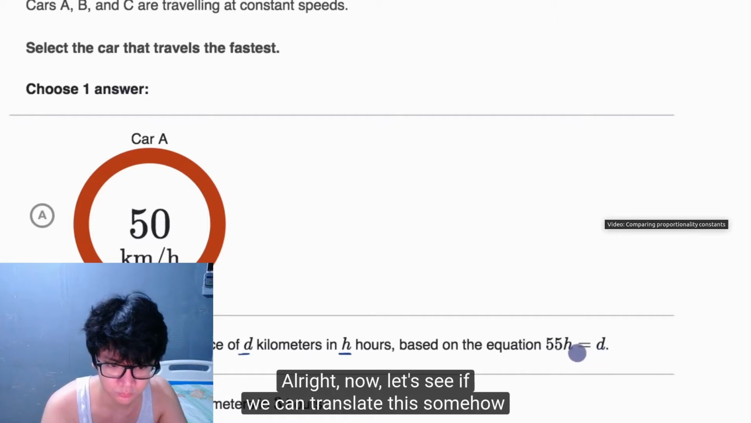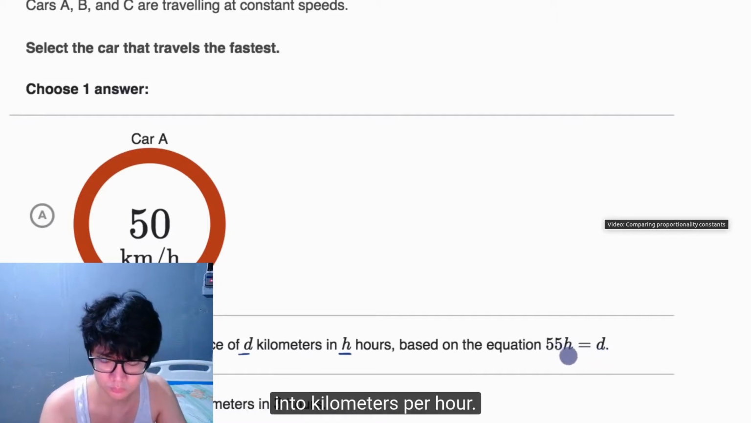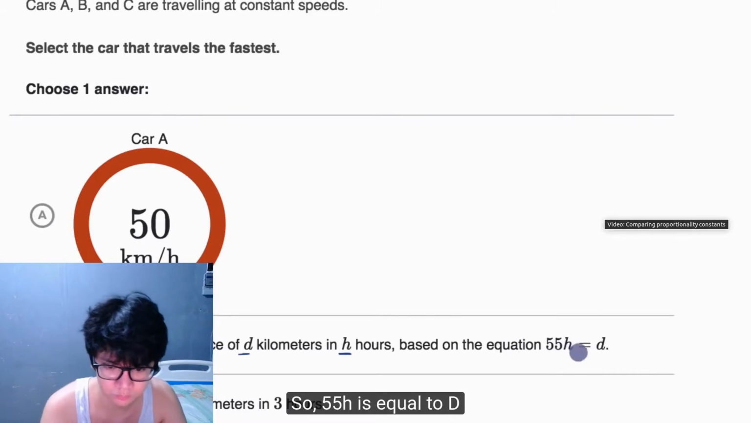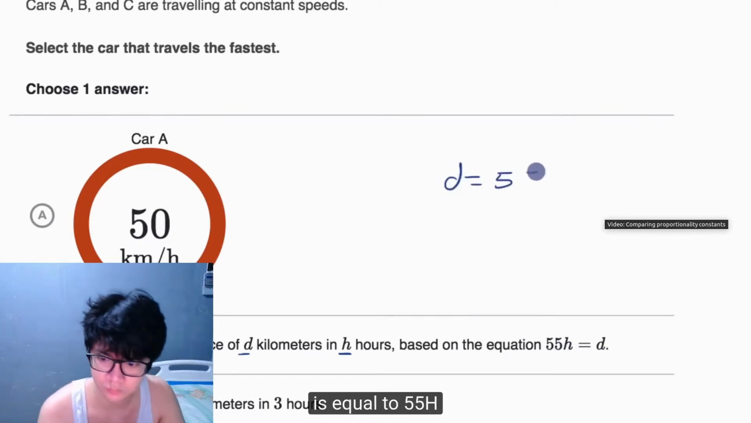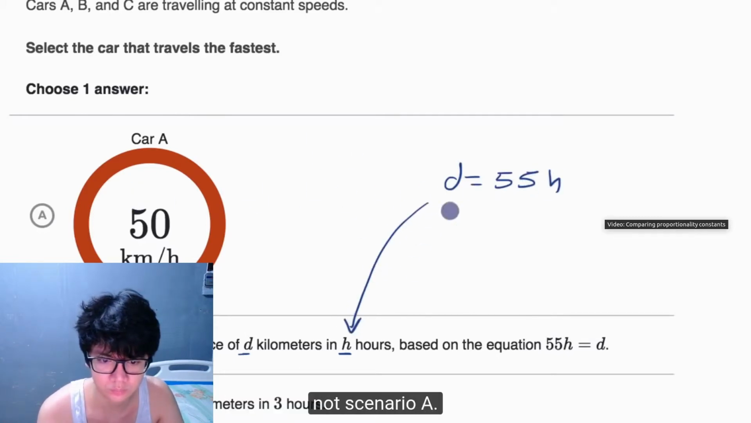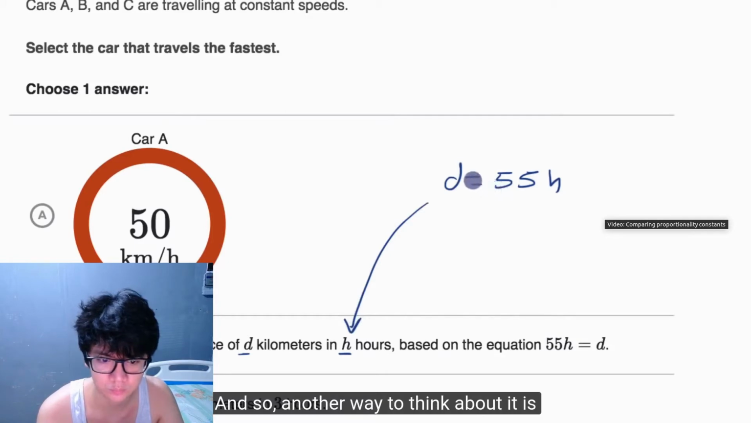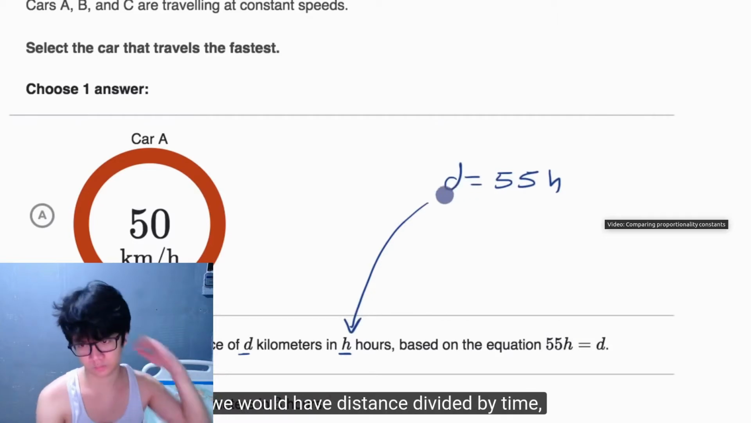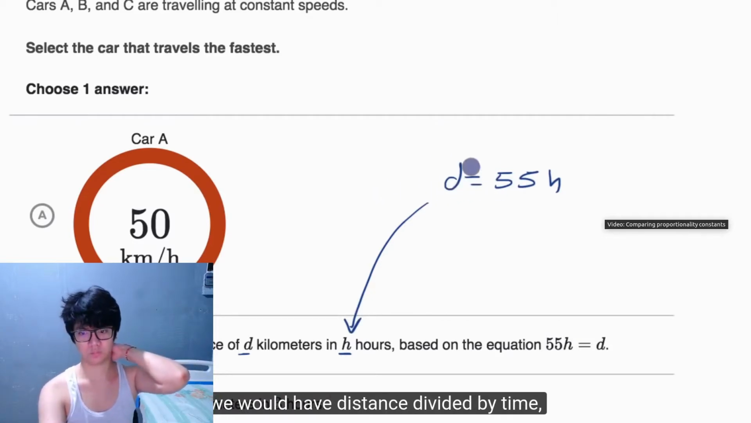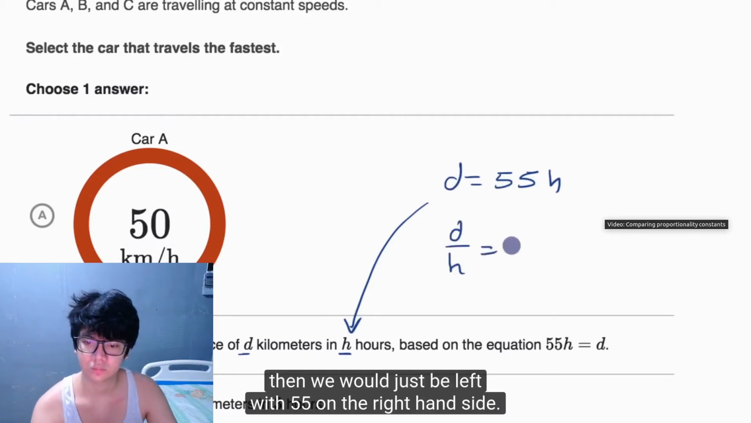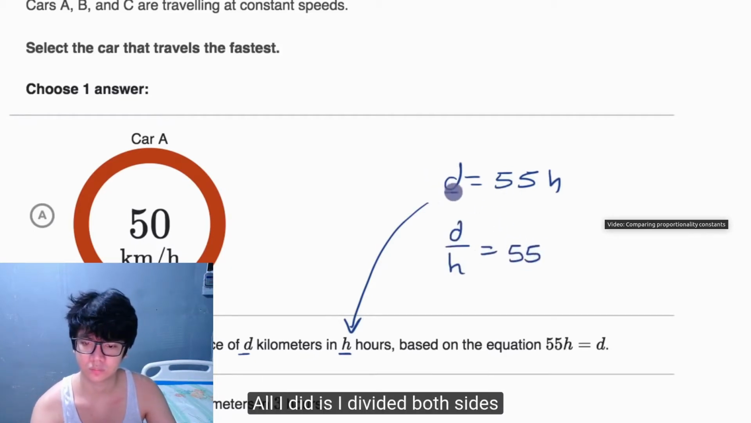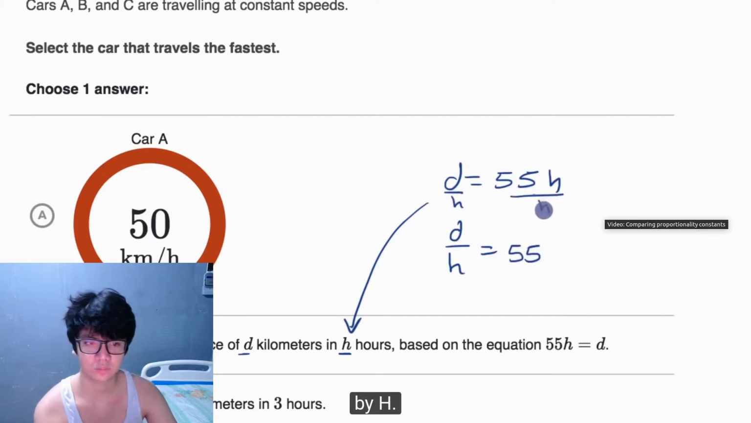Now let's see if we can translate this somehow into kilometers per hour. 55h is equal to d, or we could say d is equal to 55h. And here I'm doing this scenario right over here, not scenario A. Another way to think about it is distance divided by time. So if we divide both sides by h, we would have d over h, and then we would just be left with 55 on the right-hand side.